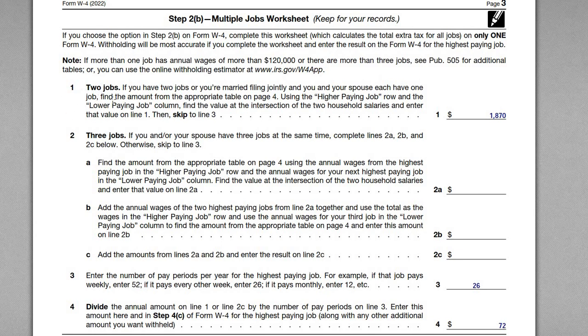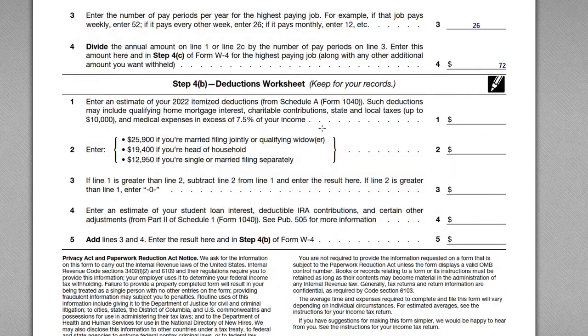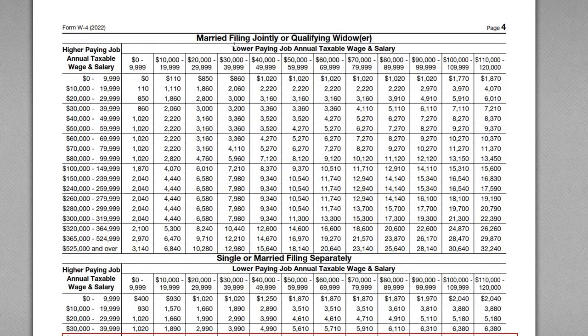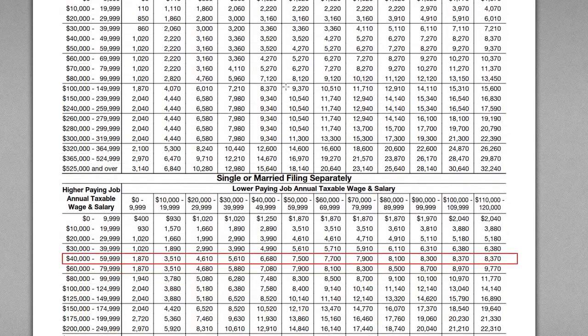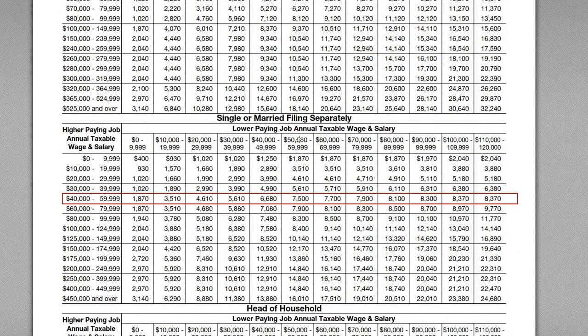Line item 1 here, 2 jobs, right, that's us. If you have 2 jobs, find the amount from the appropriate table on page 4. Use the higher paying job row and the lower paying job column, and then add the value at the intersection. Okay, so what does that mean? Well, if we go down to the worksheet, right, we have married filing joint up here, and then we have single filers down here. That's where we are.